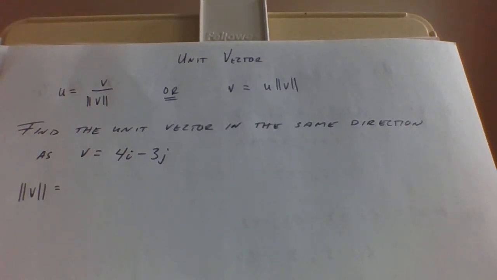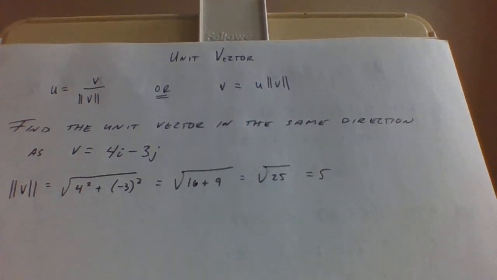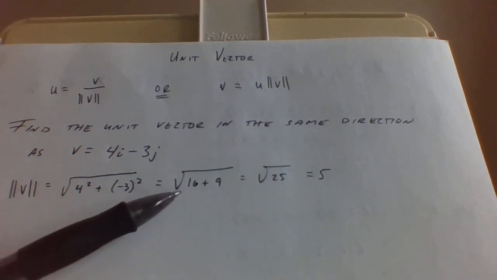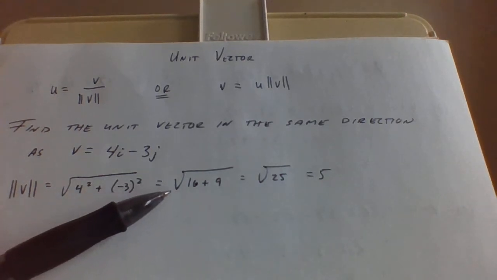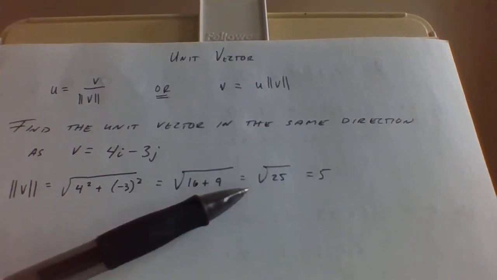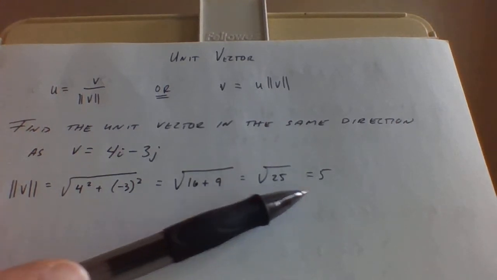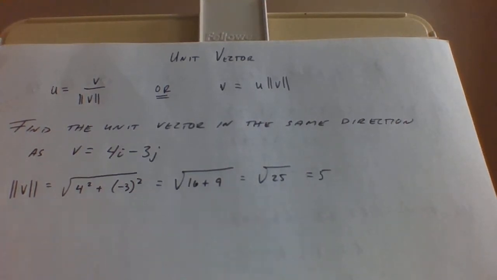We're going to start this problem by finding the magnitude of v. To calculate that, we're going to take 4 squared plus negative 3 squared, which will give us 16 plus 9, and then we want to take the square root of that. So we're going to get the square root of 25, or in this case, a magnitude of 5.